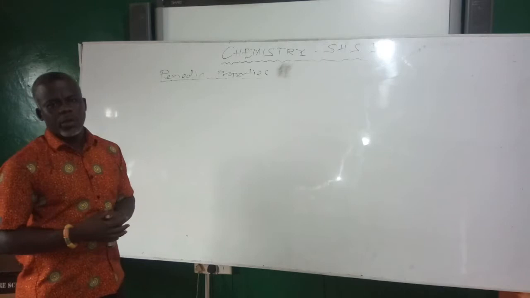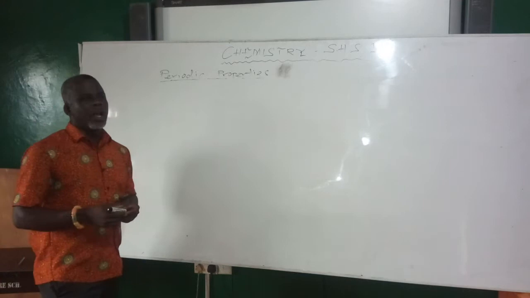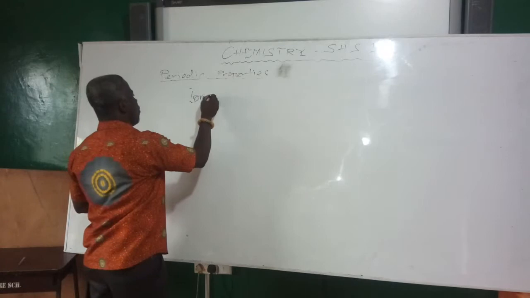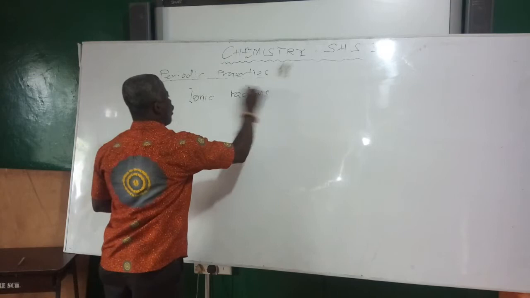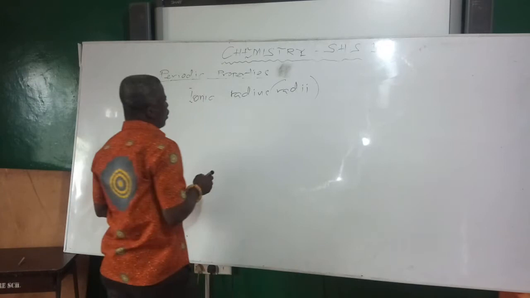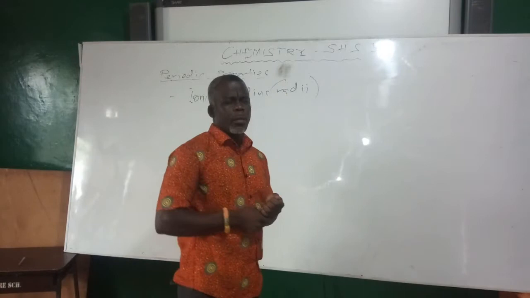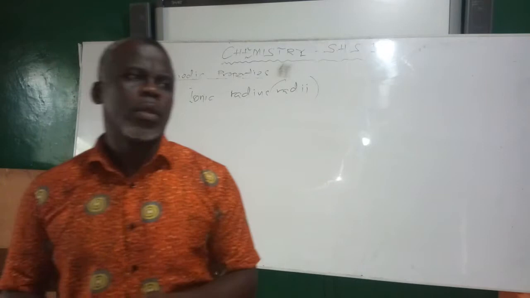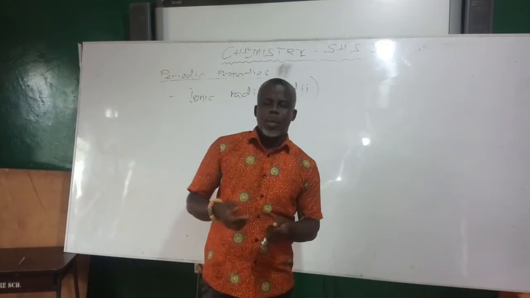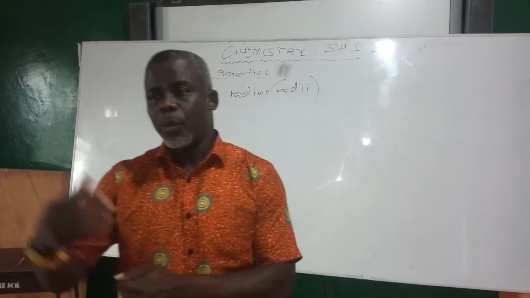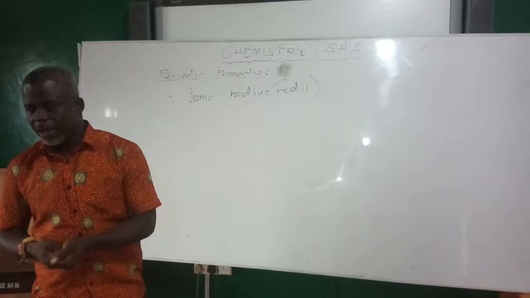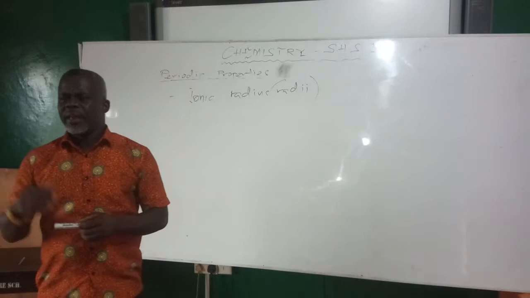The next periodic property we are looking at is ionic radius, or radii. Ionic radius refers to the radius of an ion, whether a cation or an anion. So it means that it's a radius of a cation or a radius of an anion. Are you getting me? Ionic radius can be measured by X-ray diffraction or electron diffraction.